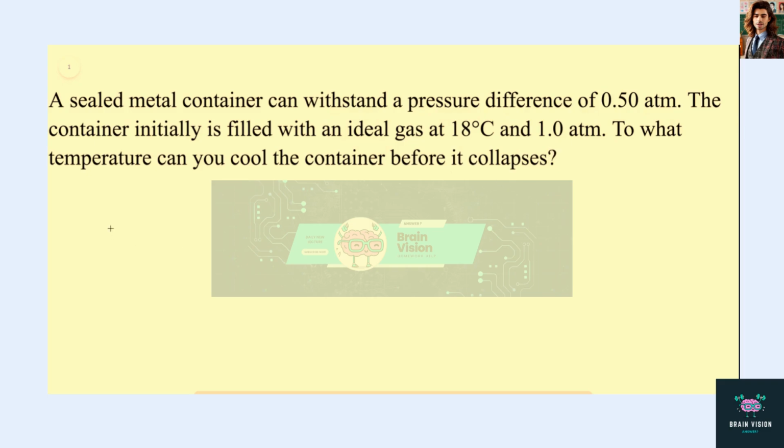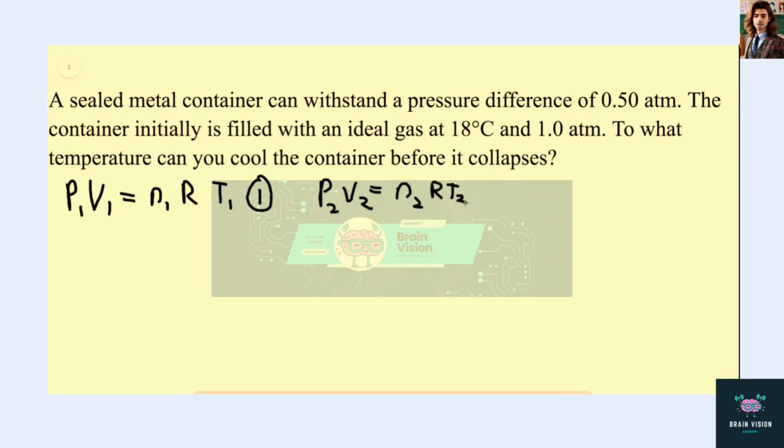So we're going to start off from our ideal gas law, but we're going to write out two versions of it. In one situation, we have P1 V1 is equal to N1 R T1, pressure times volume equals number of moles times the gas constant times temperature. We'll call that equation 1. For equation 2, we have P2 V2 is equal to N2 R T2. So it's the simple gas law, written out twice for two different scenarios.